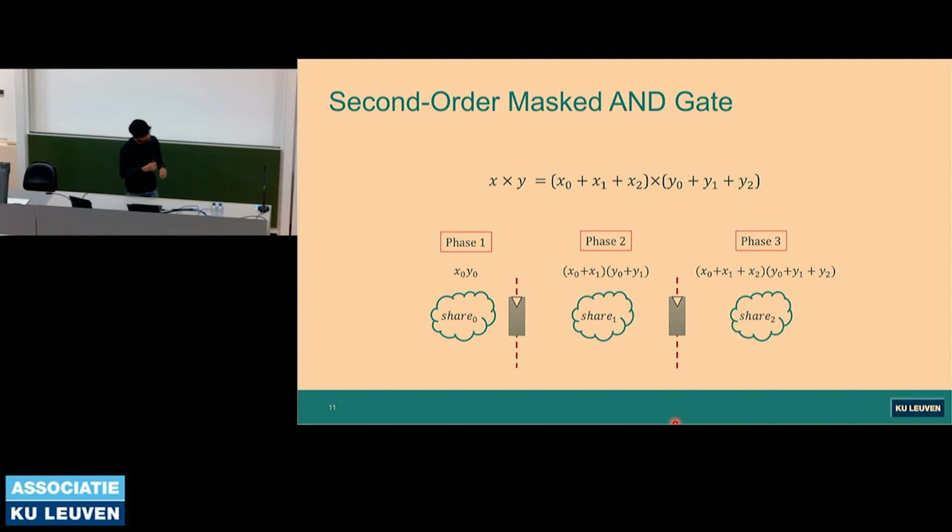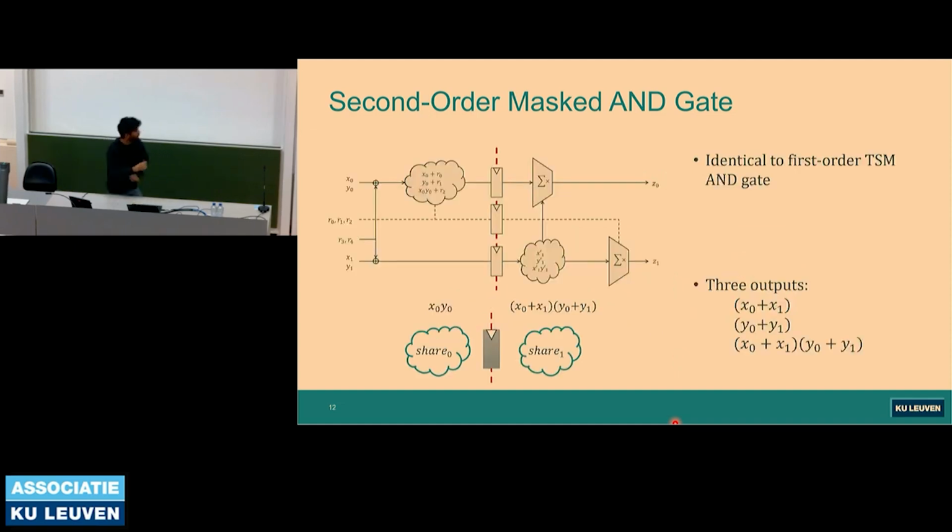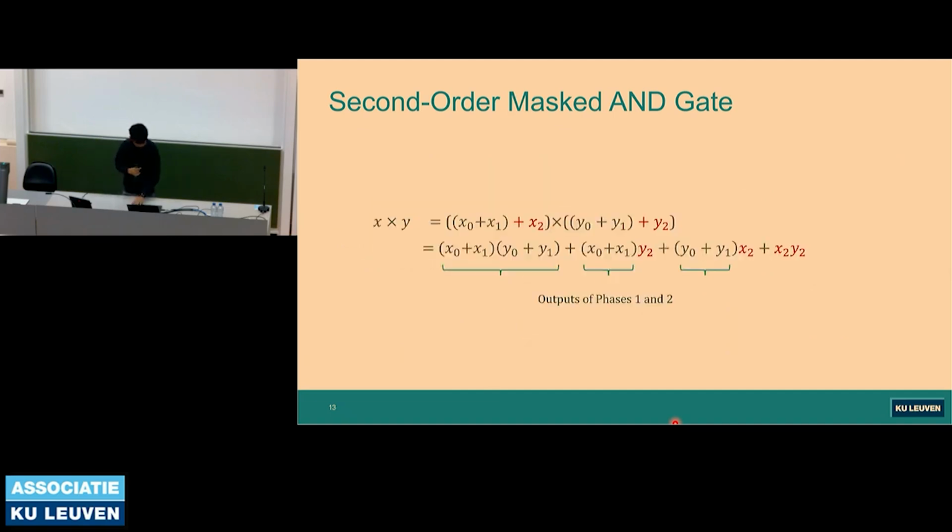The first 2 phases are identical to what I showed before. It's the exact same, except now there are 3 outputs instead of 1. So you have x0, x1, x0 plus x1, y0 plus y1, and those 2 multiplied. And these are split into 2 shares each. So the idea in the third phase is to use these 3 outputs from the previous 2 phases. And then you have the final share, which is x2 and y2, and you multiply with them to get the final output. But again, these three outputs from phase 1 and phase 2 are shared, so it should be fine.